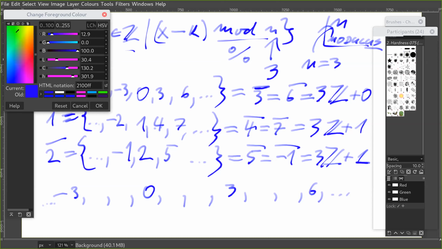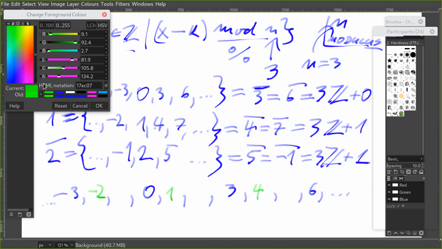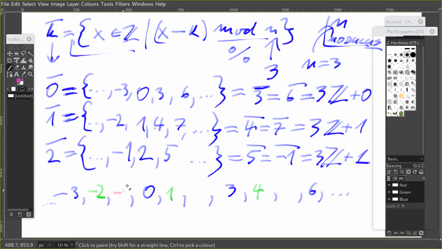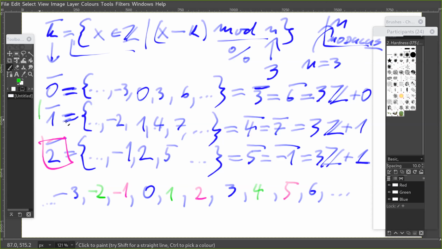And I'm going to change color so that you see a little bit better what's happening. So this will be green. So this is -2, 1. What's this, 4? And then next would be 7. And then let's do -1, 2, and 3, 4, and then 5 is missing, right? So this is basically what you get. So the pink numbers belong here, and the green numbers belong here. Okay. So these are all subsets of the integers.